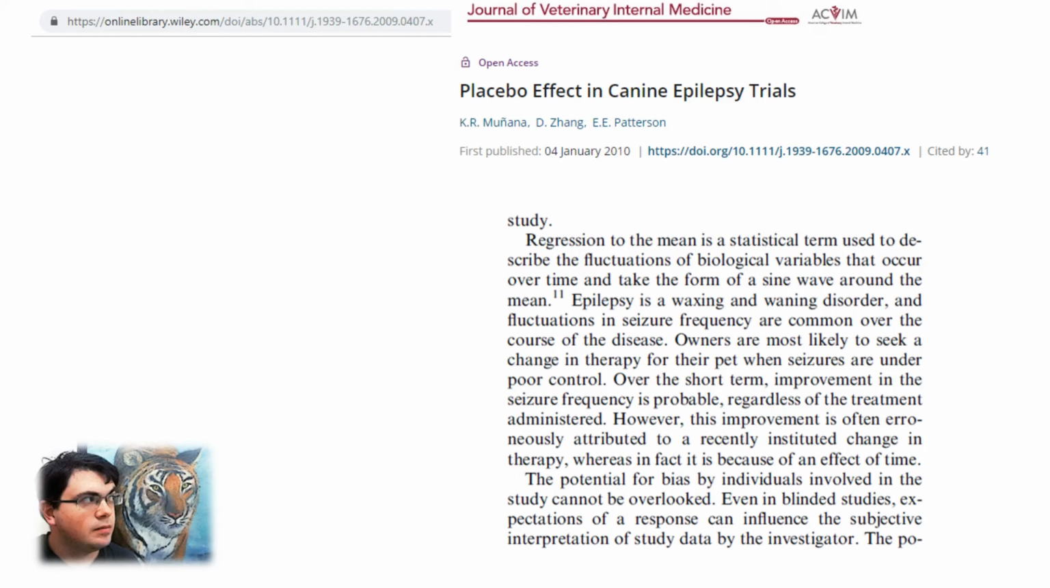Anyway, you'll be happy to know, I imagine, that the dogs treated with real drugs did get a slightly better improvement than the ones given a placebo treatment. So, seemingly, some drugs for treating dogs do work. A bit.